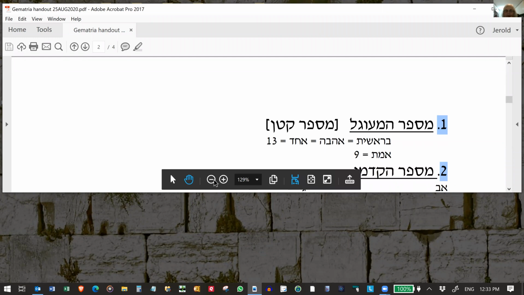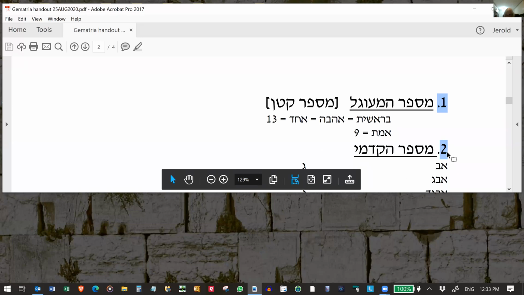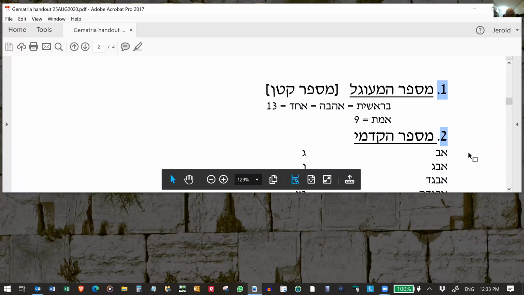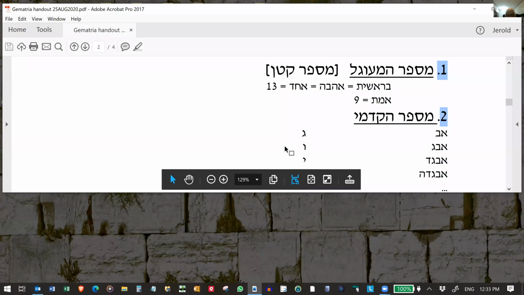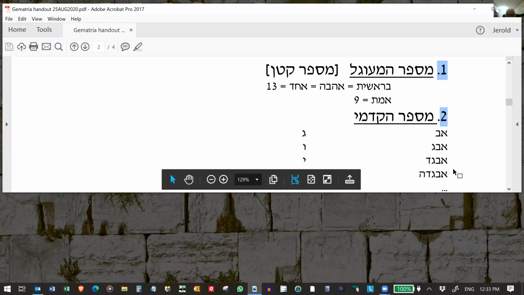Hopefully you can see it, and the 3. Okay, and you see that. And then you have Aleph Beis Gimel. So the Gimel is worth 6 because it's 1 plus 2 plus 3. The Yud is worth 10. I mean, the Dalet is worth 10.